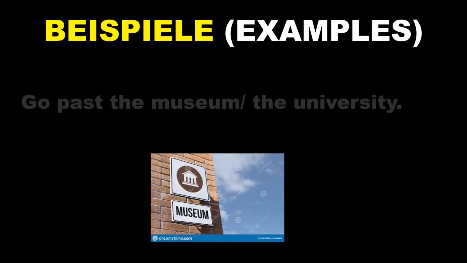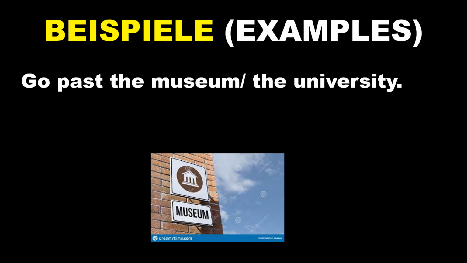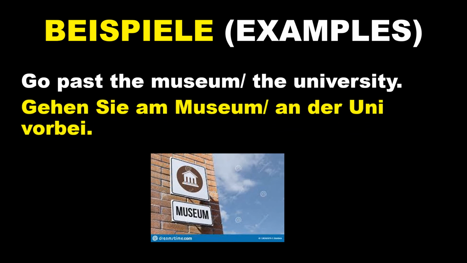Now the next one is go past the museum or go past the university. Gehen Sie am Museum vorbei. The second sentence here is: Gehen Sie an der Uni vorbei. So here, why I have written it like this, because it's a combination: an, vorbei, an.